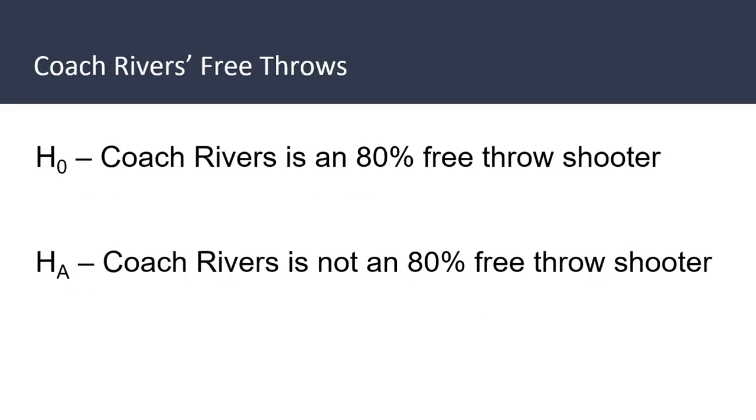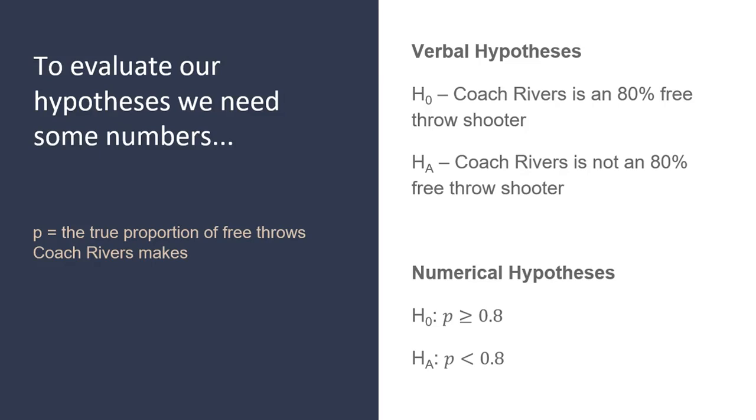So in statistics, we assume that the null hypothesis is true unless someone can bring us data to prove their alternative. Okay, so for Coach Rivers' free throws, our null hypothesis is that he is an 80% free throw shooter. Our alternative hypothesis, all right, and what we're saying now after seeing him shoot, is that he is not an 80% free throw shooter.